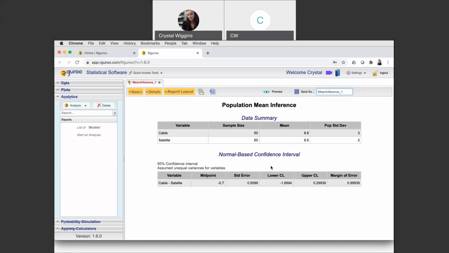So here we can see that the lower limit of the confidence interval is negative 1.6994 minutes, and the upper level of this is 0.29939 minutes. So this is saying that the population average difference between the two means of the populations varies between almost -2 to +3. Okay, that's talking about the difference.